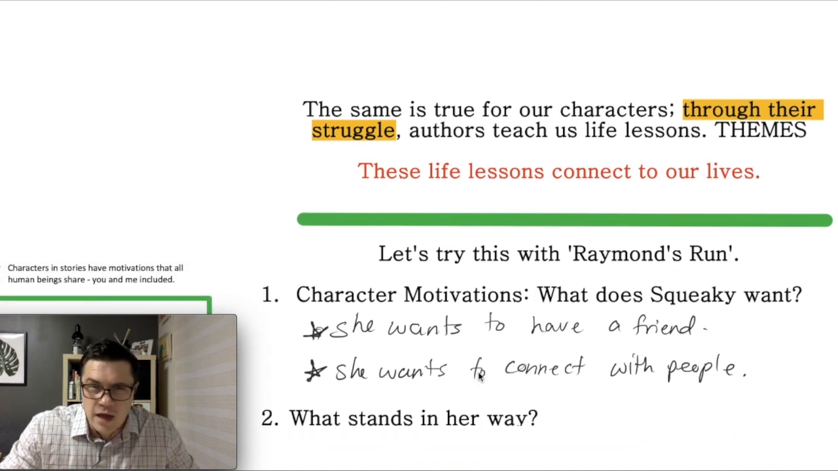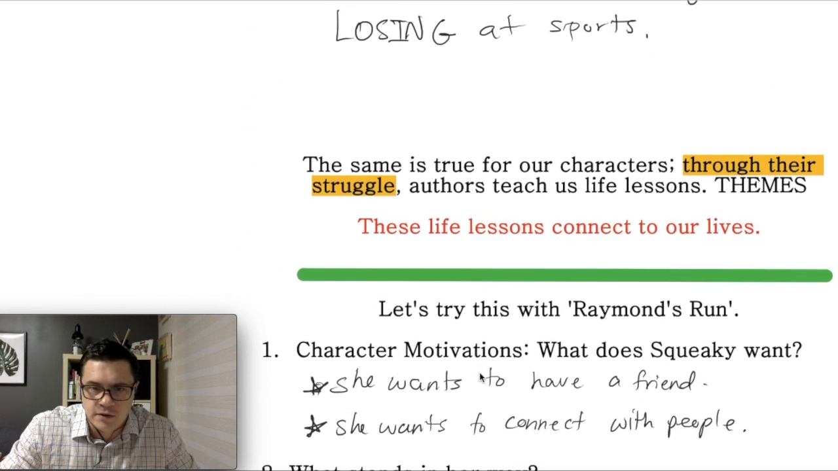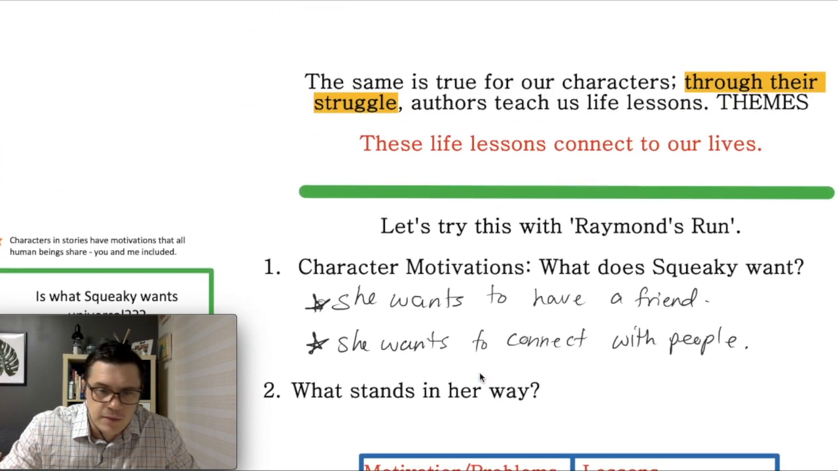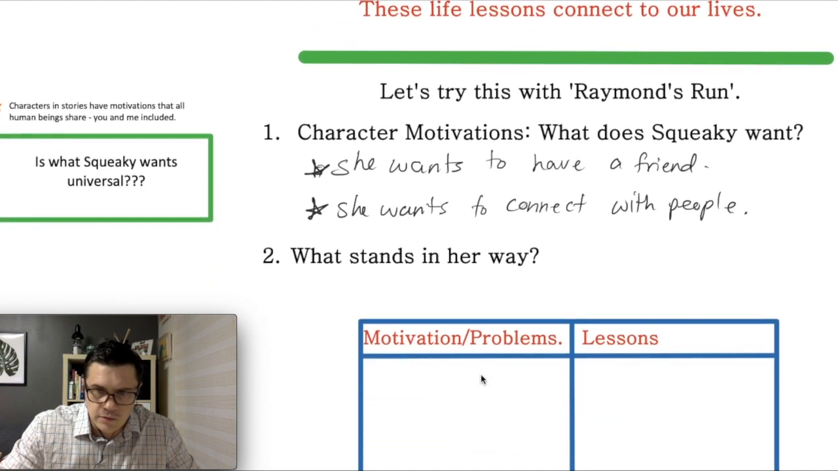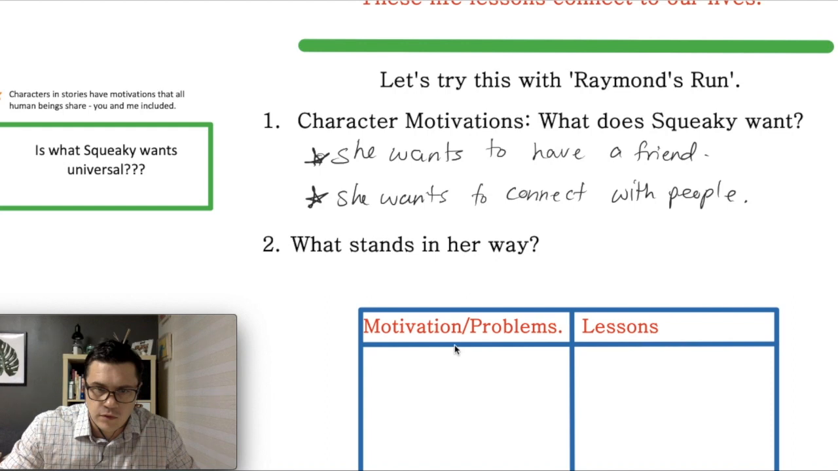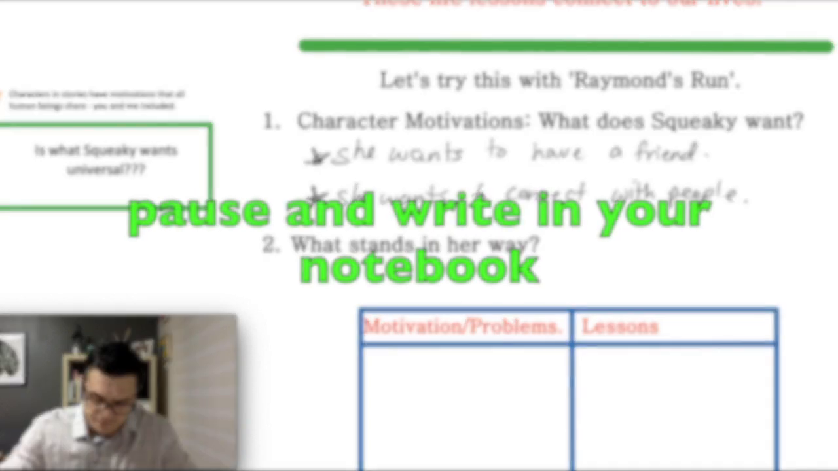Now we're going to think about the obstacles, the things standing in her way. Okay, what's preventing her from connecting with people and having more friends? You're going to answer this question now, but first you're going to pause while I write.